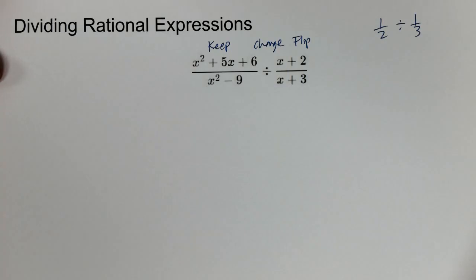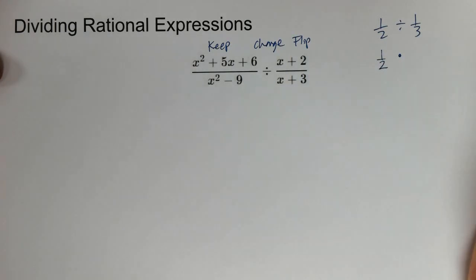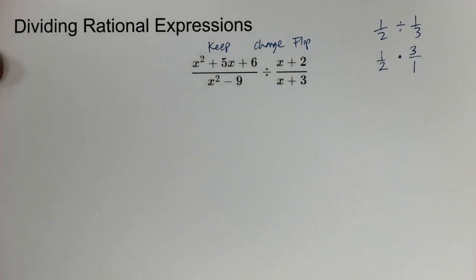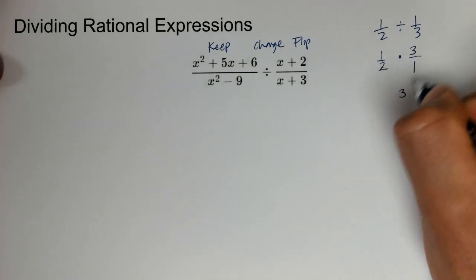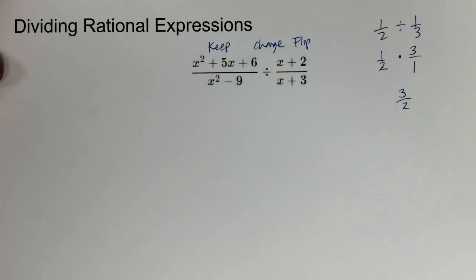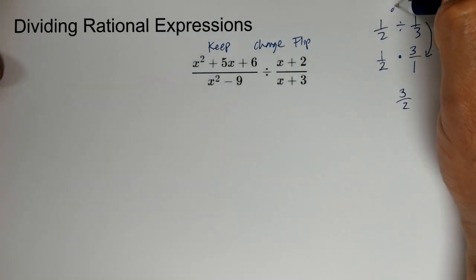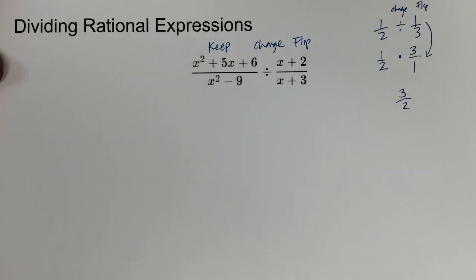Right? Think back to middle school, elementary. When you're dividing, you're going to keep this the same. You're going to change the sign to multiplication, and then you're going to flip the second one. And when you do that, you can actually multiply across, right? 1 times 3 is 3, and 2 times 1 is 2. So dividing fractions is really similar to multiplication. If you change the sign, and if you flip the fraction, it now becomes a multiplication problem.